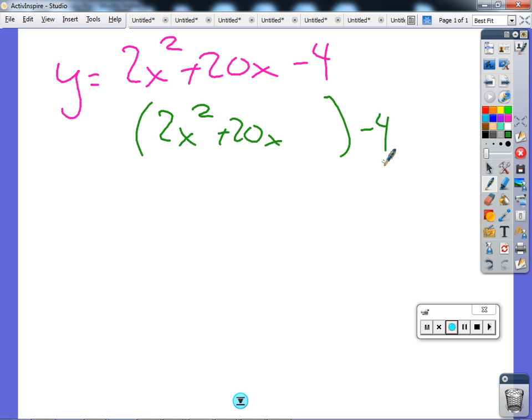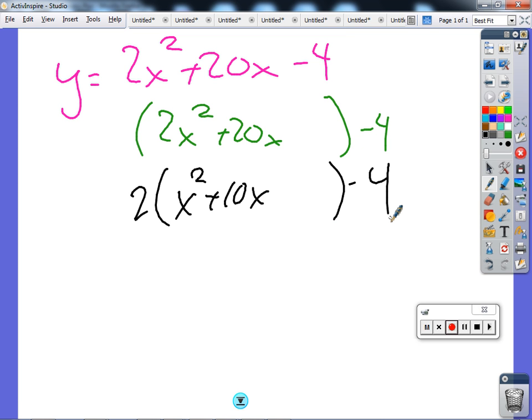Okay? Alright, so first off, I gave you a nice one. And when I pull out the 2, is it still nice with the 20? Yeah, it is. It's nice. So, we're starting out easy. So, 2x squared plus 10x, parentheses, minus 4. Everybody there with me? Maybe have a question there.